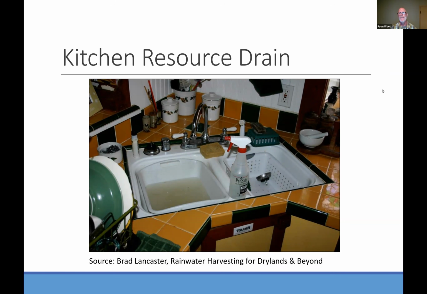Why is it dark gray? Well, think about what you're putting in your sink. Is it healthy for the landscape? The things they're really trying to avoid are greases. No grease, no oil going down the drain out into the landscape. Well, guess what? The city doesn't want you to do that either. You should not be putting grease or oil down the drain, because that clogs up the sewer system.